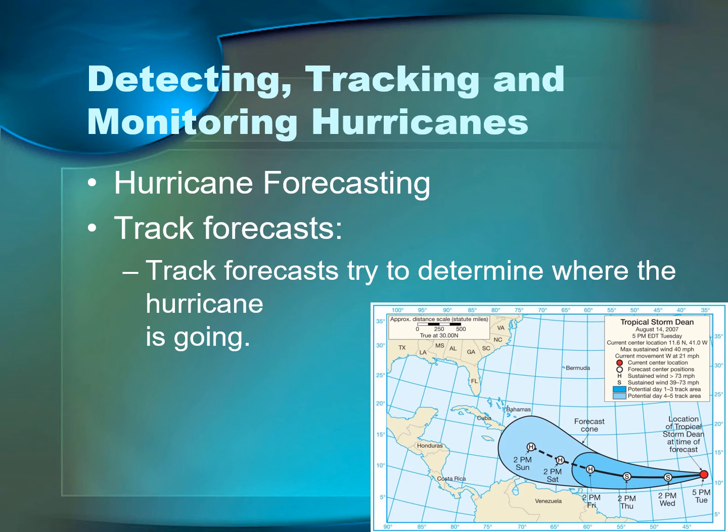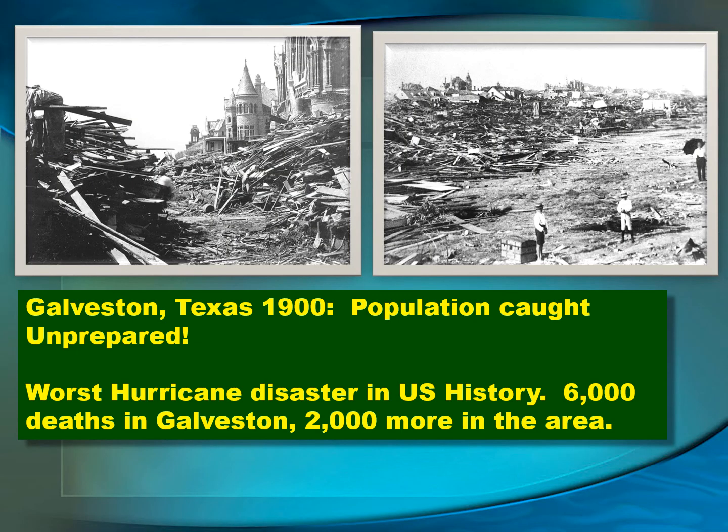Okay, this is Tropical Storm Dean back in 2007. I don't even remember that one. It must not have been all that big a deal for us here in the United States. But this is a neat little graphic just showing how they might track this.